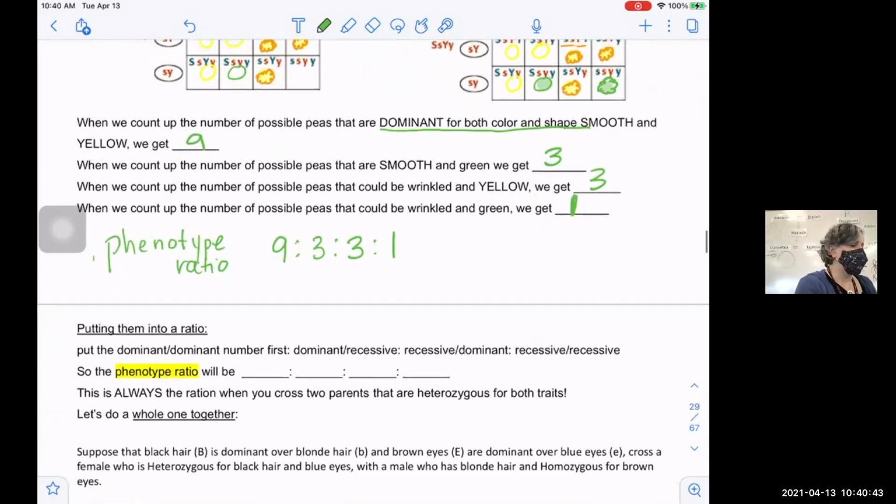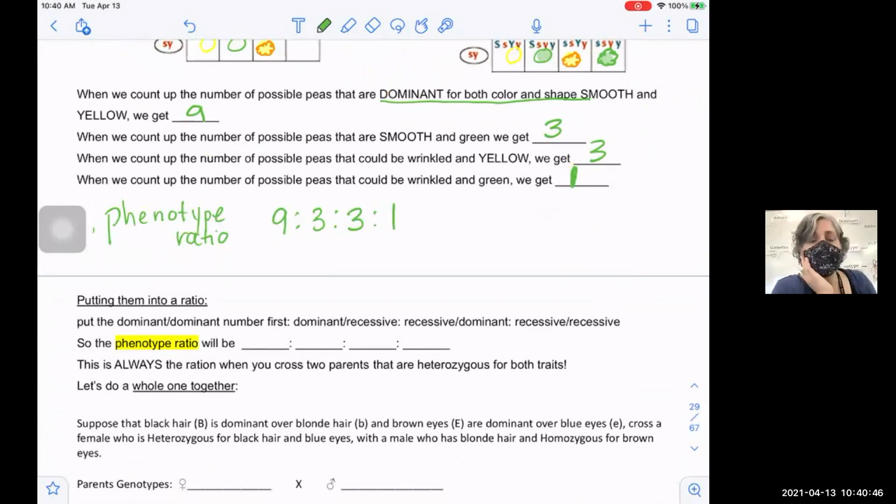So you are going to have to be able to figure out the phenotype ratio in your homework tonight. So the order is very important. The first number is always going to be the number of dominant, meaning that they're dominant for both traits, right? So our 9 was the one that was dominant. Okay, so just like before, the dominant number always comes first. And in this phenotype ratio of the dihybrid cross, the one that's dominant for both traits goes first.